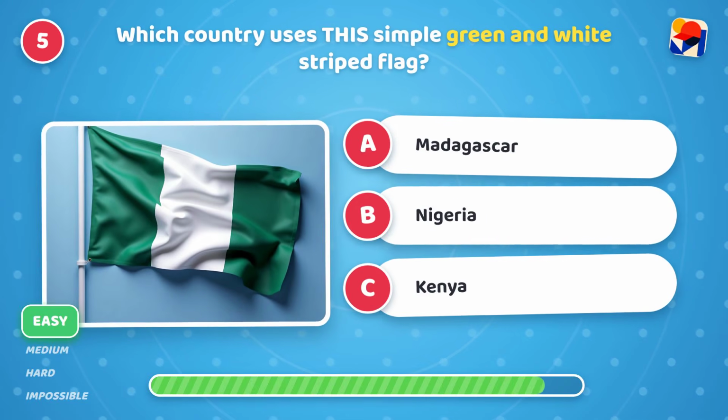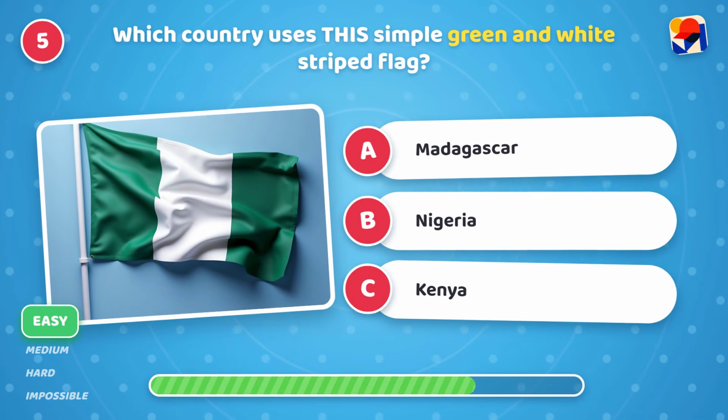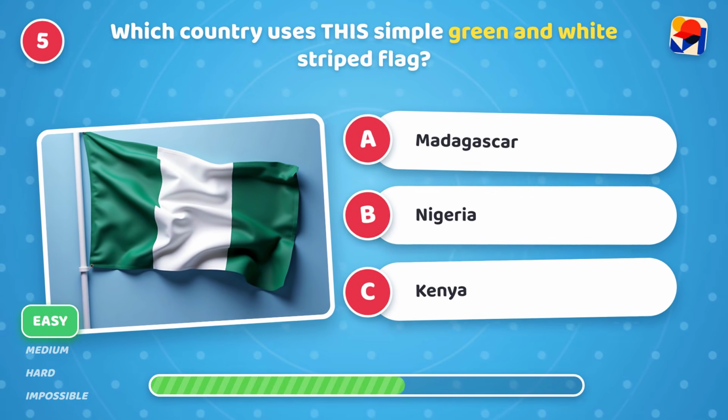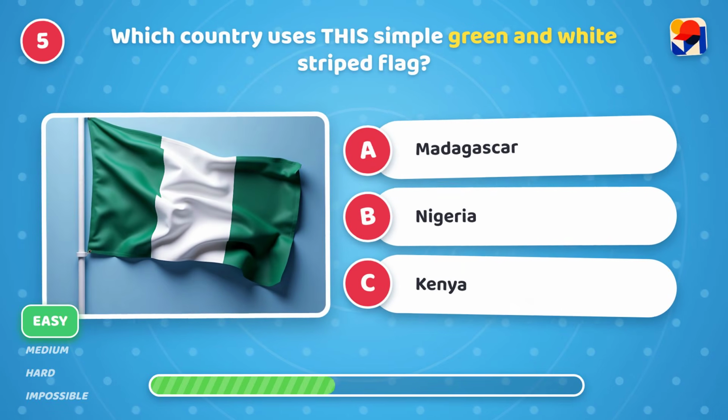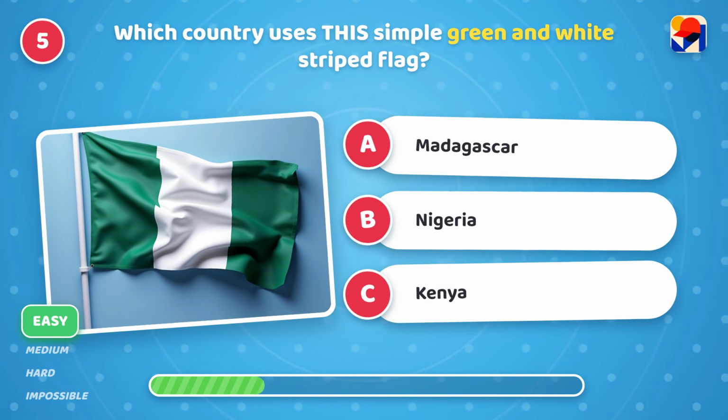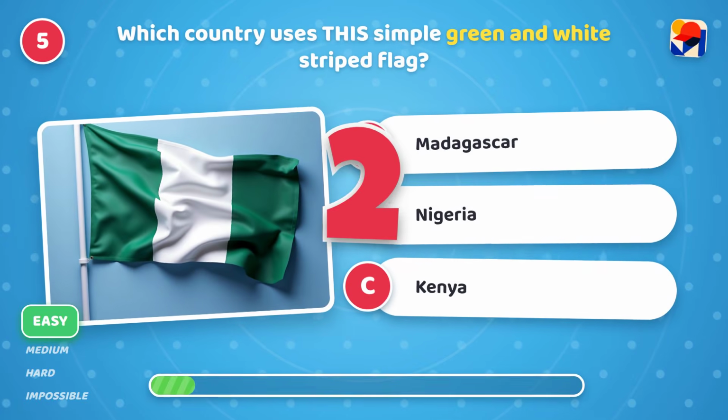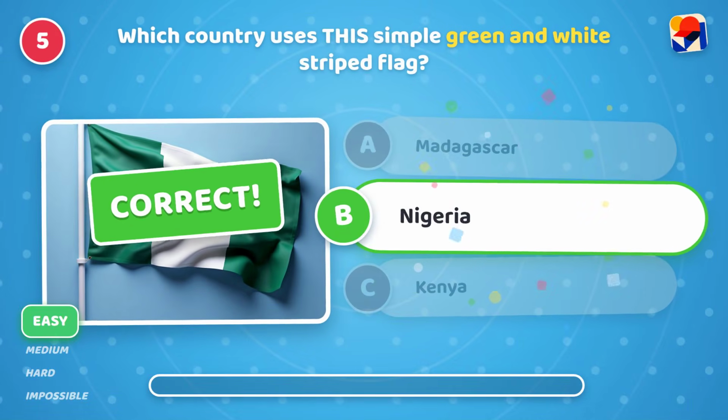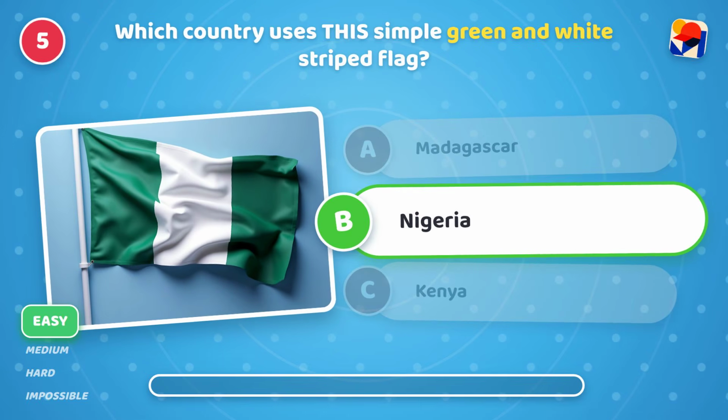Which country uses this simple green and white striped flag? Is it A, Madagascar, B, Nigeria, or C, Kenya? It's B, Nigeria. Green represents agriculture.